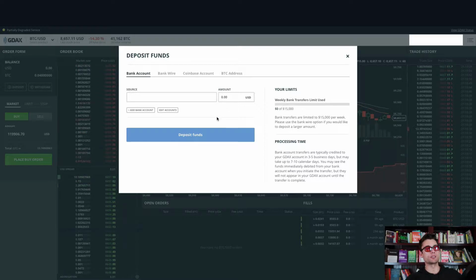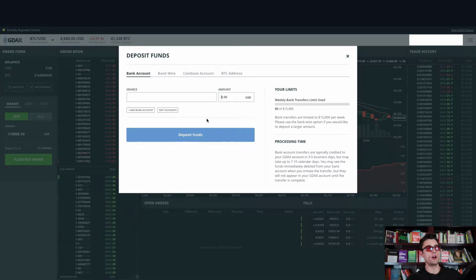Now, doing this is totally free, which is great. However, it does take around 8 days for your funds to become available. So it could be sort of a hassle. If you want to buy something and you don't have any funds immediately, you might want to just go back to Coinbase and buy it there.